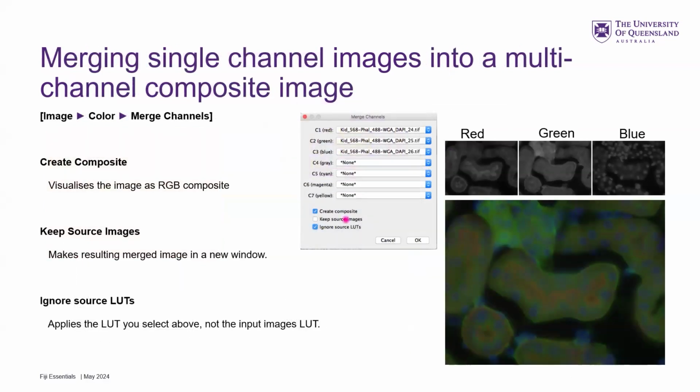So how do you merge channels? Well, image, color, merge channels. It pops up this window, and you tell it basically channel 1 should be this image, channel 2 should be this image, et cetera, et cetera. I would normally say, yes, create a composite and ignore the source lookup tables. So sometimes you might have a green channel that you want to merge into the blue channel in here. So if you click ignore source, it'll apply what the color lookups are labeled here. So yeah, ignore source or keep source images. If you don't trust that you're going to do it right, you can tick that, and then you get a 4th window, so you don't close all 3 and then only end up with 1.